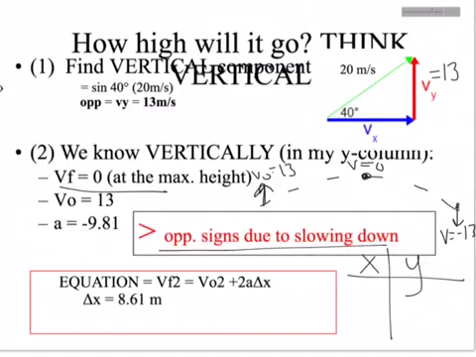So we're solving for delta x. The only other variable I don't know is time, so there's only one equation I can use if I don't have time, which is vf squared equals v naught squared plus 2a delta x. So when I plug the variables in over here into this equation, I get a displacement of 8.61 meters. So as it's kicked, it's going to go a height of 8.61 meters above the ground.